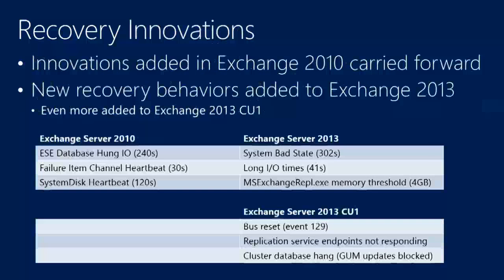Now, in Exchange 2010, we introduced a bunch of self-recovery behaviors to account for a variety of scenarios that we were encountering both in the service and in our dogfood environments. So things like, for instance, ESE database hung I/O. That was one of the things we looked for. If we could not read from or write to the JET database or the mailbox database within about 240 seconds, Exchange would automatically self-correct by, in this case, forcibly rebooting the box.